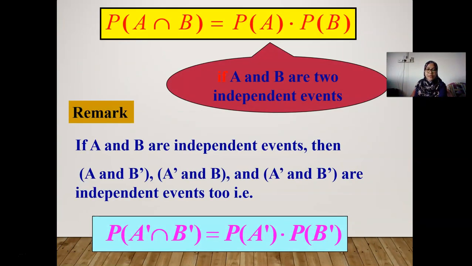Alright, remark: if A and B are independent events, then A given B prime, A prime given B, and A prime and B prime are also independent events. Kalau A dengan B itu independent, so you can have this as well.